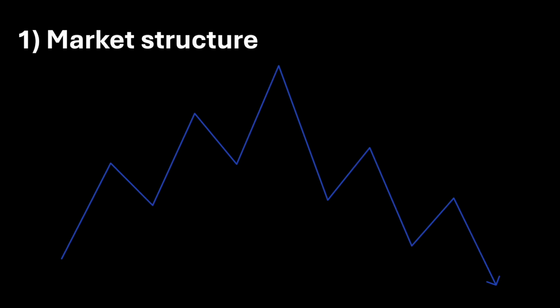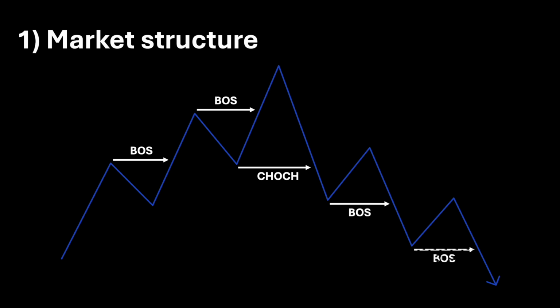The first key concept in SMC is market structure. The market moves in a series of highs and lows. In SMC, we focus on two main things. The break of structure is when price breaks a previous level. It confirms that the trend is continuing in that direction. The change of character is when we start seeing the first signs of a possible change of direction. This is the foundation of SMC analysis. Without understanding structure, the other concepts are very difficult to apply.